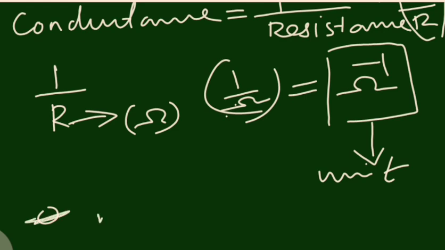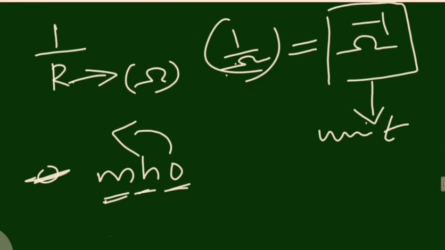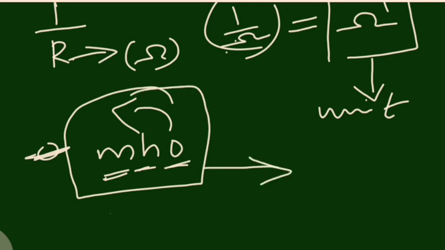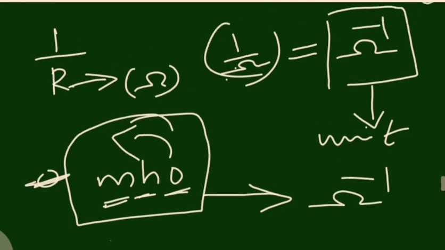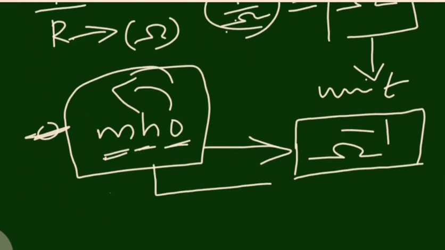mho, MHO, that is reverse of ohm, OHM. Instead of that, mho is used, but nowadays we don't use it. The more scientific way of representing the unit of conductance is ohm raised to minus 1. But if you see mho somewhere, it is also used as the unit of conductance. It also means ohm raised to minus 1.